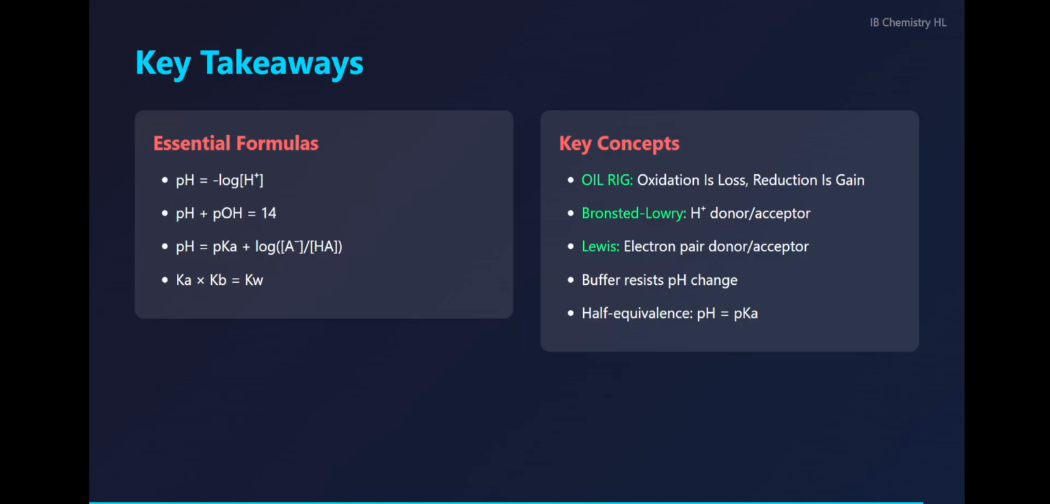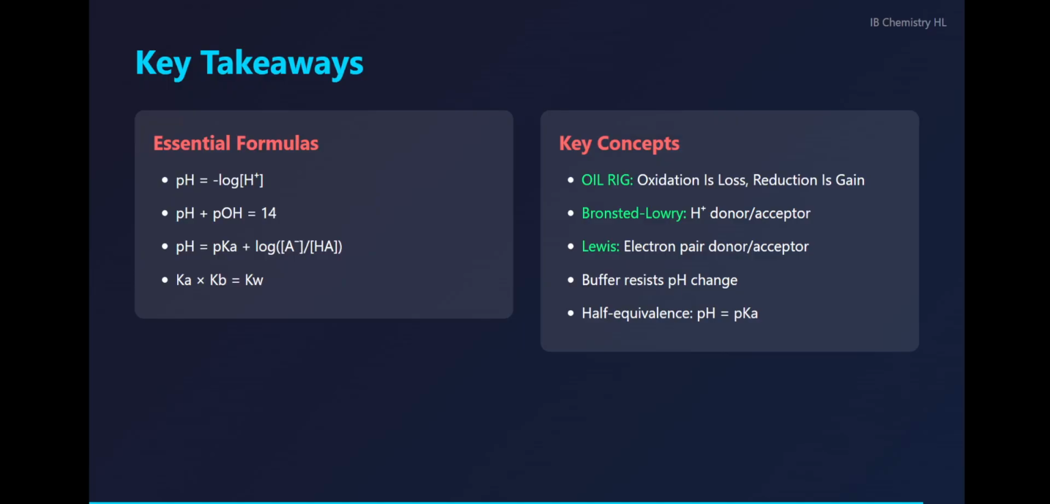To summarize the key points. First, Bronsted-Lowry theory defines acids as proton donors and bases as proton acceptors. Second, strong acids completely dissociate, while weak acids partially dissociate. Third, pH equals negative log of H+ concentration. Fourth, buffers resist pH changes and can be calculated using the Henderson-Hasselbalch equation.